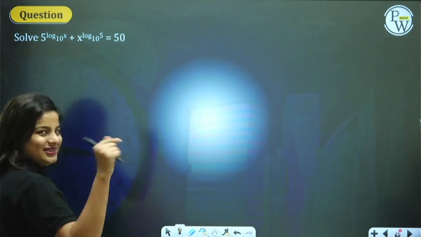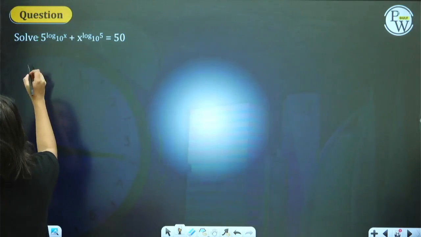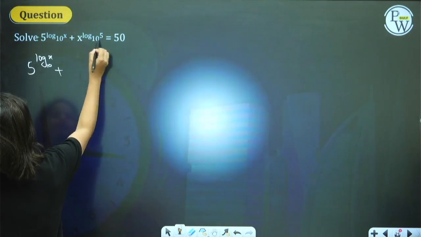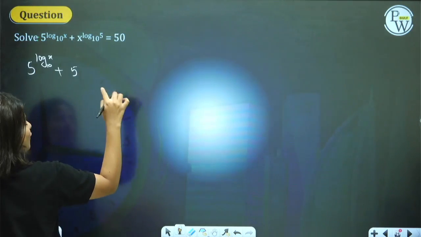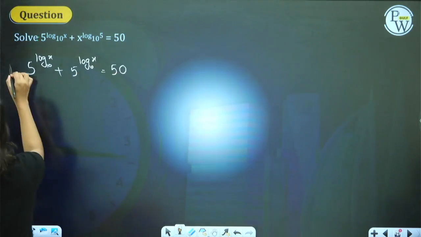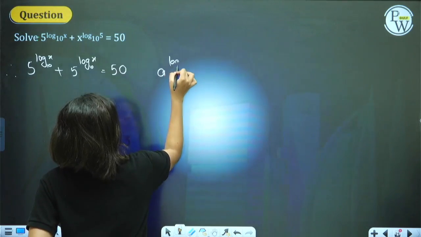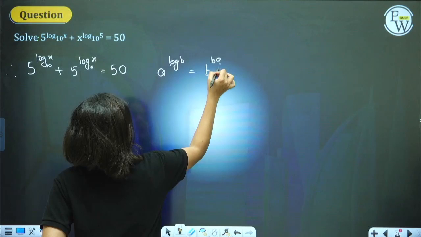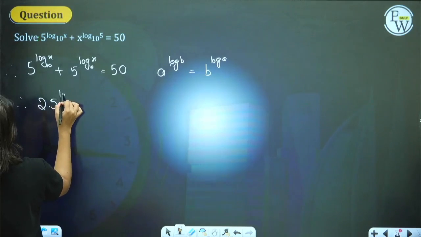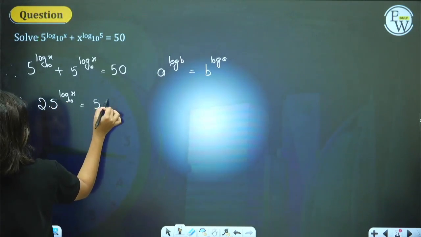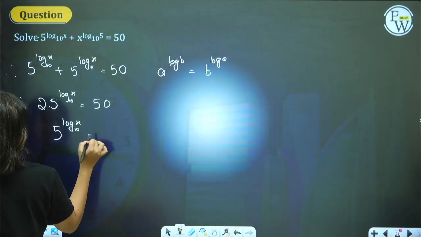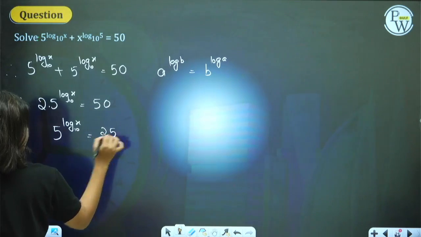People, just the 8th property. 5 raised to log x to the base 10 is fine. Can I interchange this x and 5? X raised to log 5 can be written as 5 raised to log x. Which property? A raised to log b is same as b raised to log a. Now this is 2 times 5 raised to log x to the base 10 equal to 50. Divide this 2 on the right hand side. 5 raised to log x to the base 10 is equal to 50 upon 2, 25.